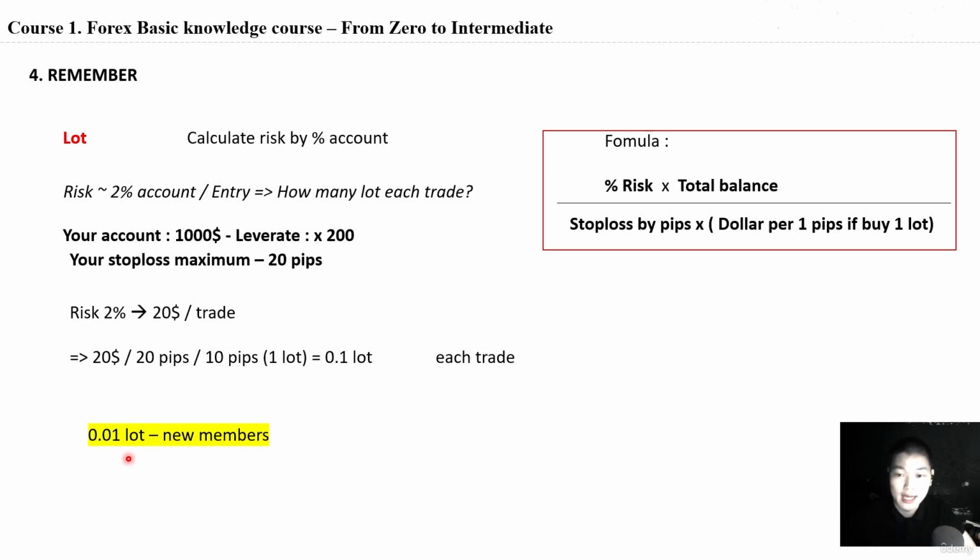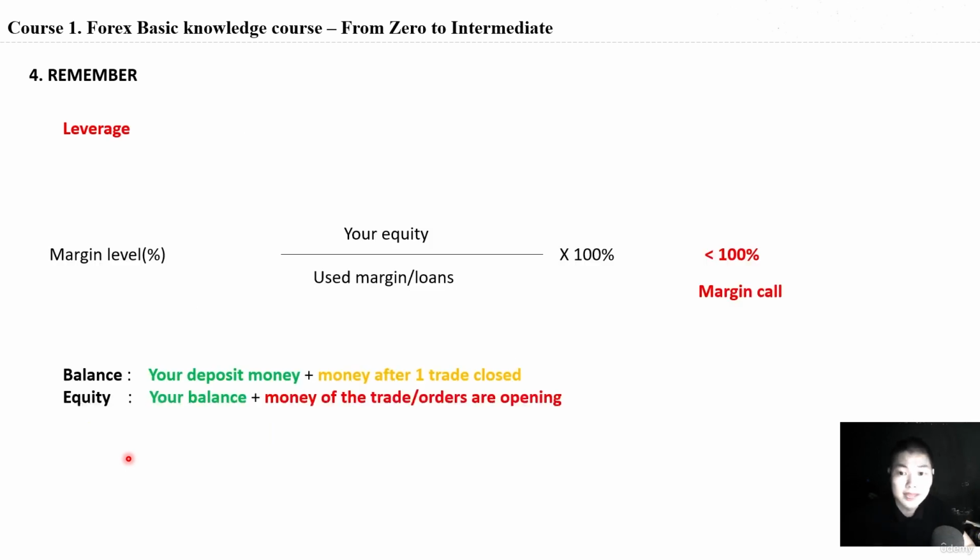You can practice, you can get a feeling about the market's movement, and when you have more experience, you can increase the lot size to earn more money. But when you're a new trader, everything is new. You need to minimize your losses. And the leverage is very important. You need to remember about the margin level, and margin level will be calculated by your equity divided by used margin, or usage, multiplied by 100%.